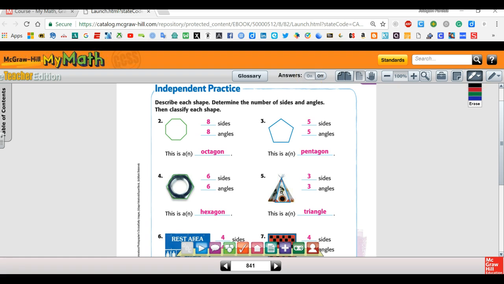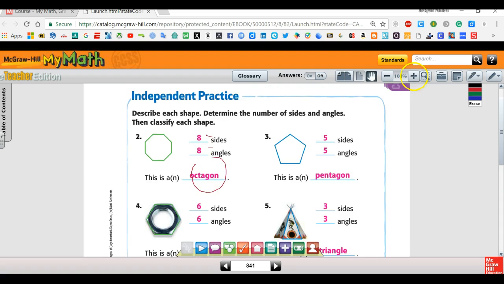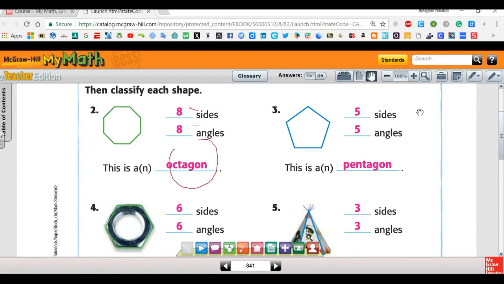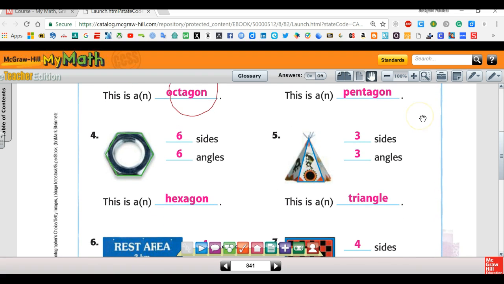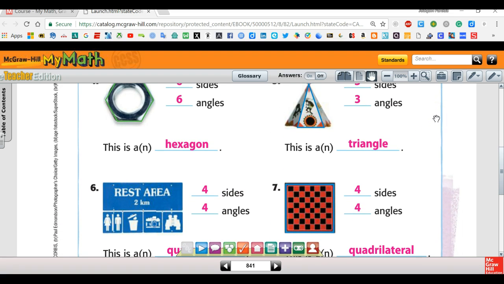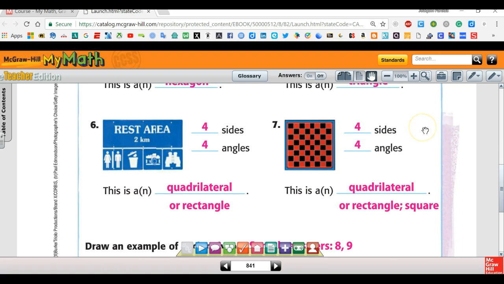Number 2, there's 8 sides, 8 angles, and it's called an octagon. Number 3, if it has 5 sides and 5 angles, it's a pentagon. 4, 6 sides, 6 angles, that's a hexagon. If it has 3 sides and 3 angles, it's a triangle. And if it has 4 sides for 6 and 7, both of them are quadrilaterals.